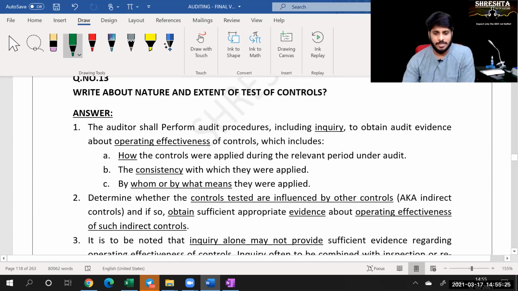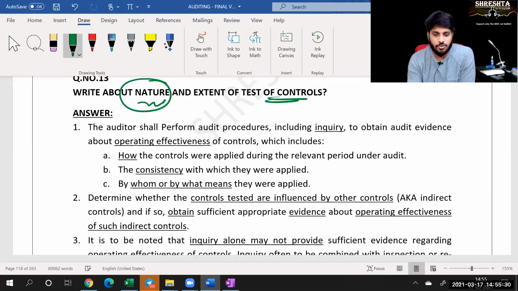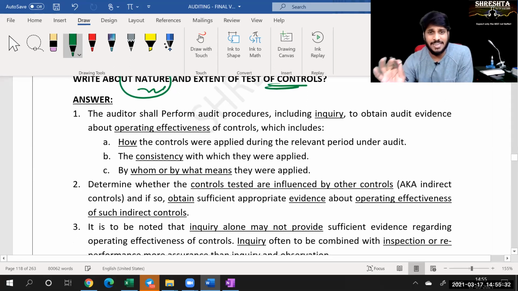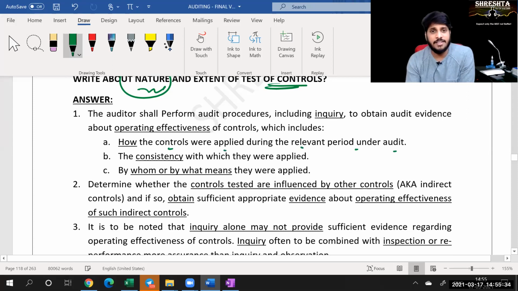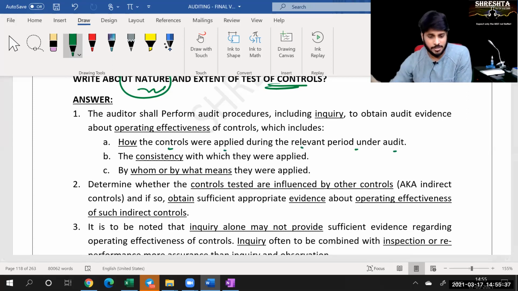What does the auditor have to do? Test of controls. What is the nature of test of controls? The nature of test of controls is how controls are applied in the relevant period for which I am doing the audit.